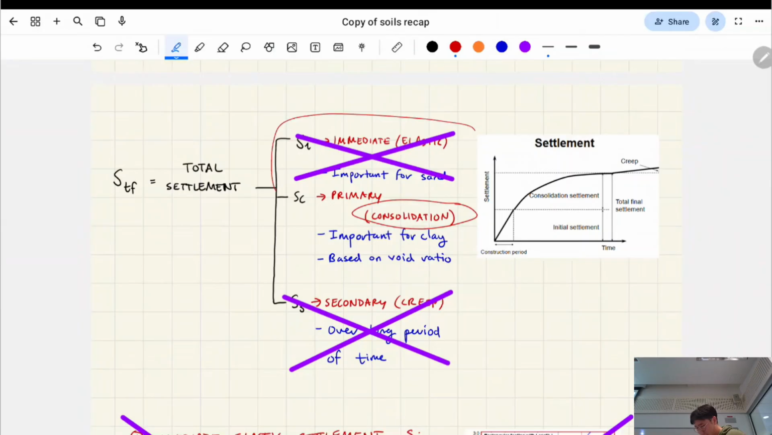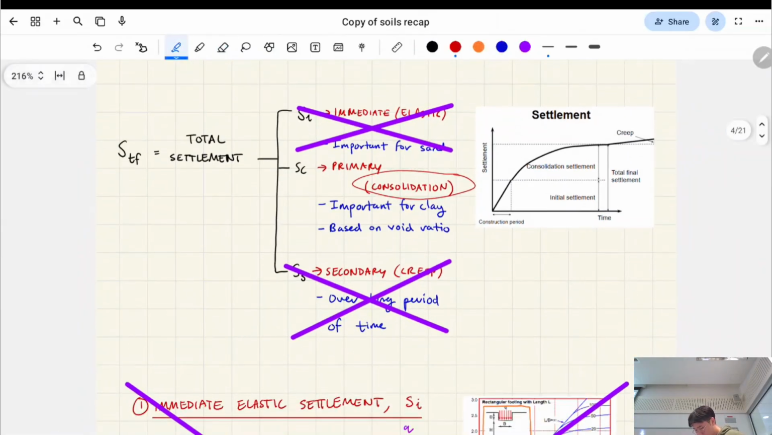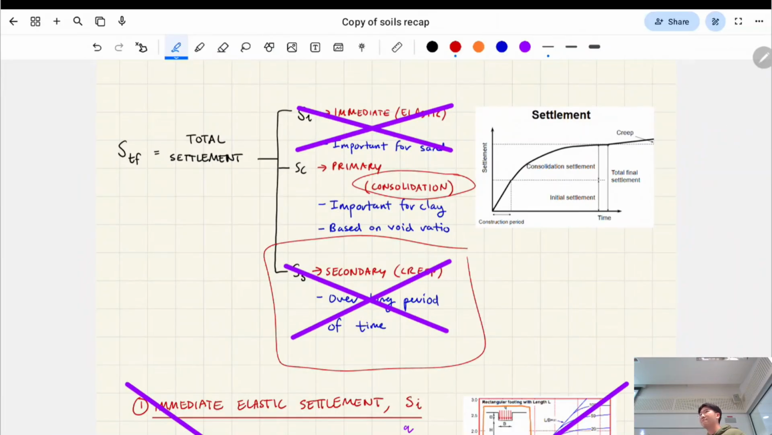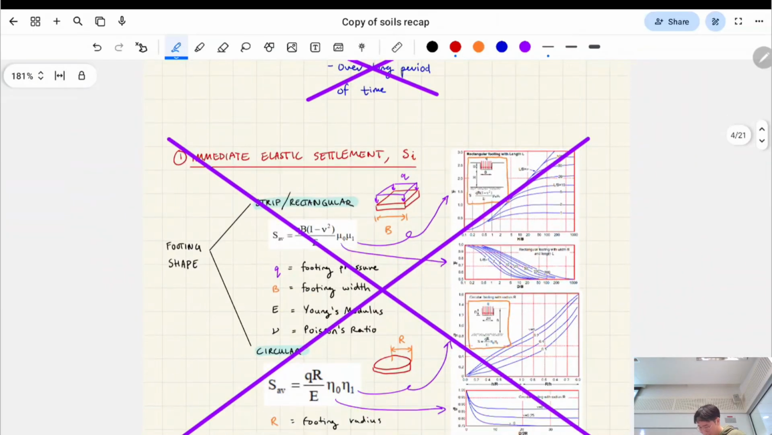So there's immediate or elastic settlement, but we don't cover that. That's mostly a thing that happens with sands and gravels. We focus in this course on consolidation, and most of the time we're talking about clay. And then this is creep, which is very, very long-term settlement, but we don't deal with that in this course either. You can look at these formulas if you want. This is all to do with elastic immediate settlement, which isn't in this course.